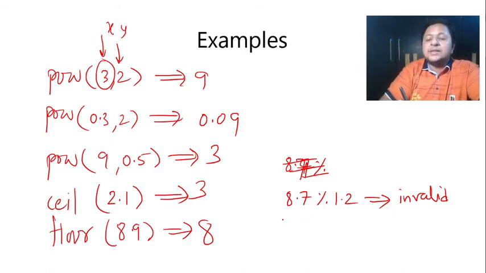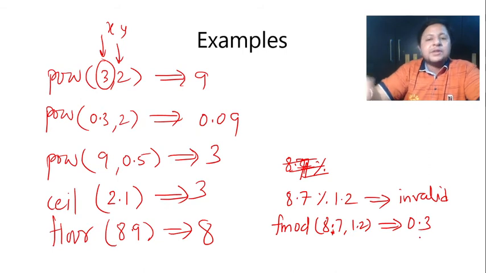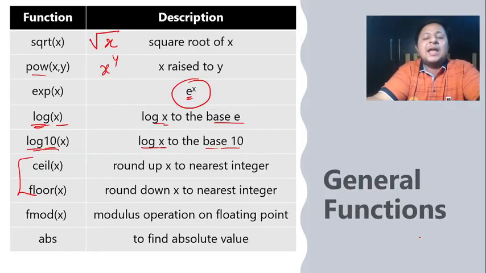The solution to that is fmod. If I do fmod and put 8.7 and 1.2, it is going to give you the answer as 0.3. How did you get 0.3? It is obviously 12 7s are 84, so 1.2 7s are 8.4, so what we are left with is 0.3. So again, that's wonderful. If for some reason you need to calculate the remainder by dividing fractions, earlier you had no option, but now because of the introduction of fmod, you have that option.